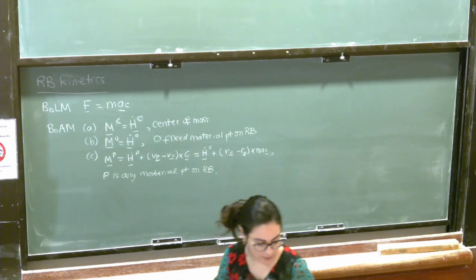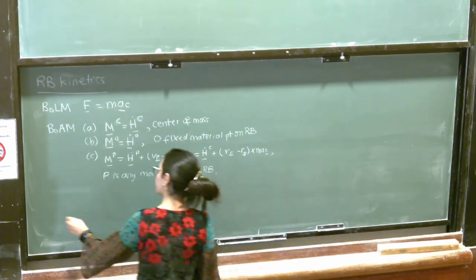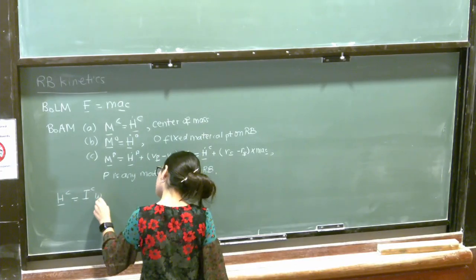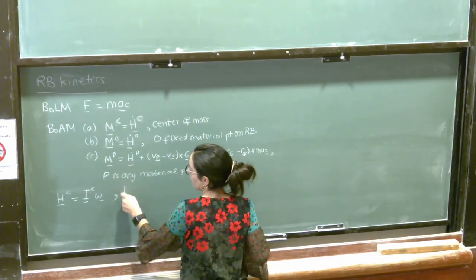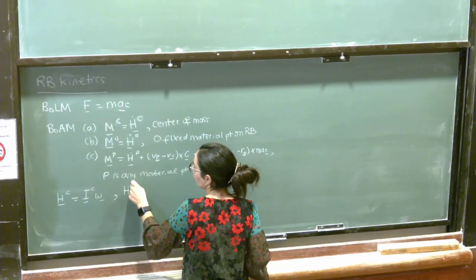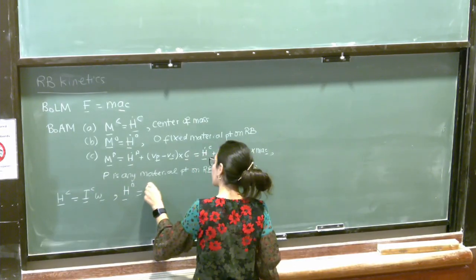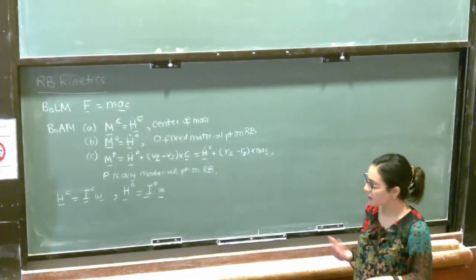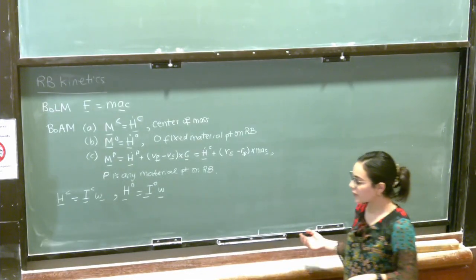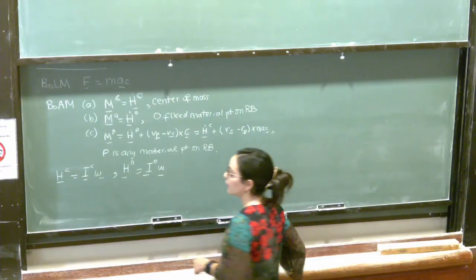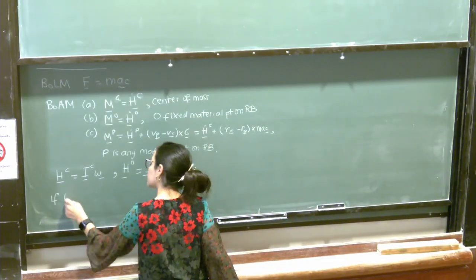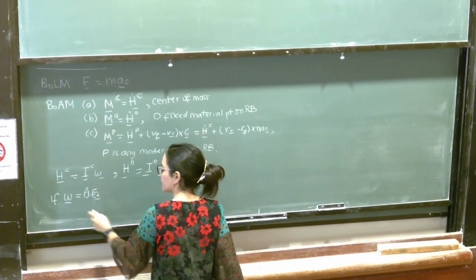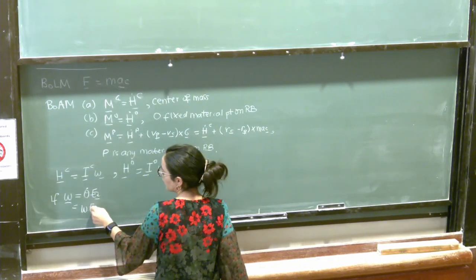Okay. So H_C is equal to I_C omega. H_O also is equal to I_O omega. So H_P, for omega is theta dot E_Z, or just along E_Z. This equation simplifies.